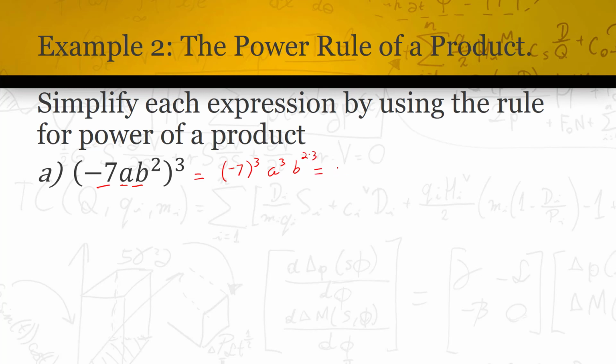-7 cubed happens to be -343. Then we have a cubed followed by b to the 6. And that's it. We are done for that particular problem.